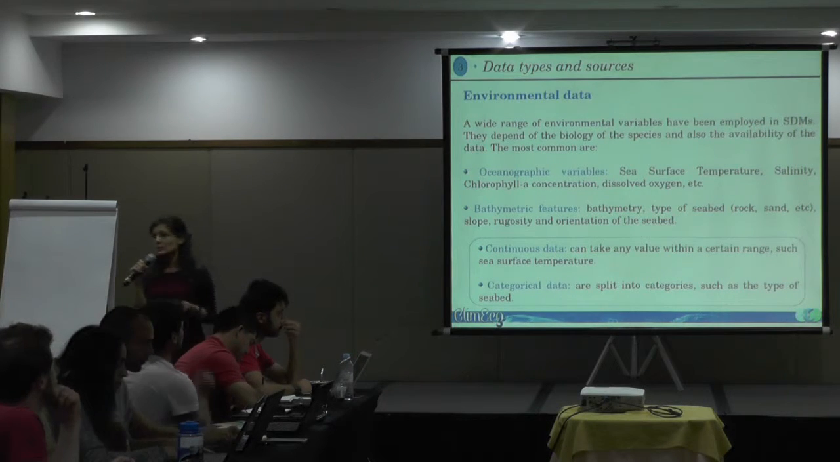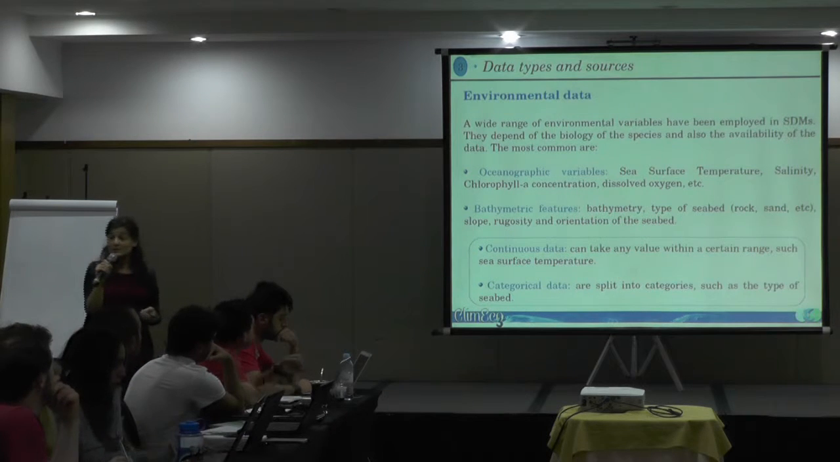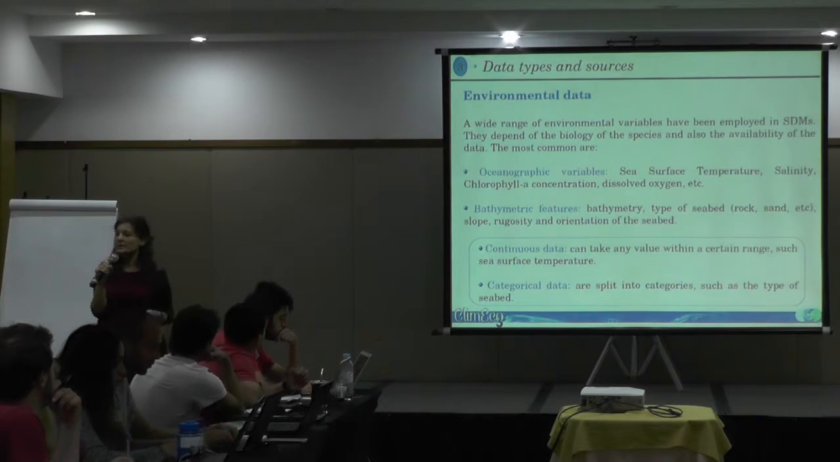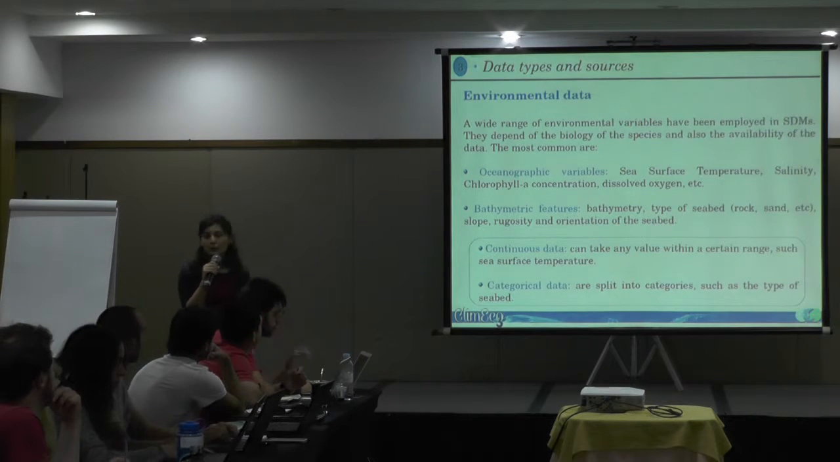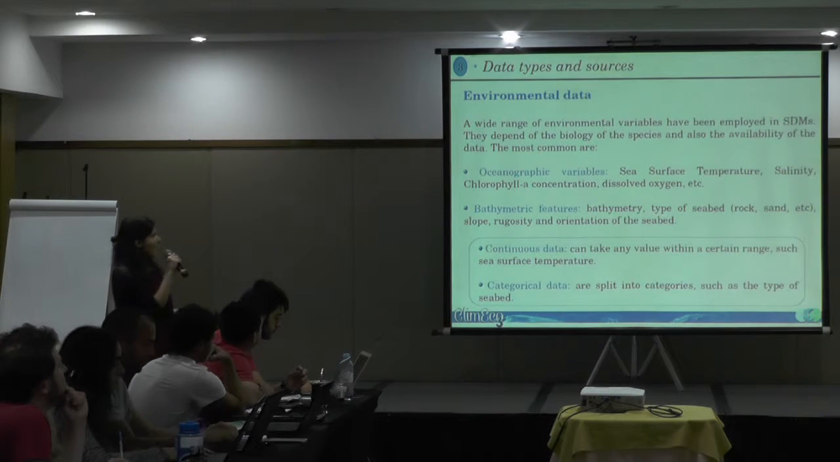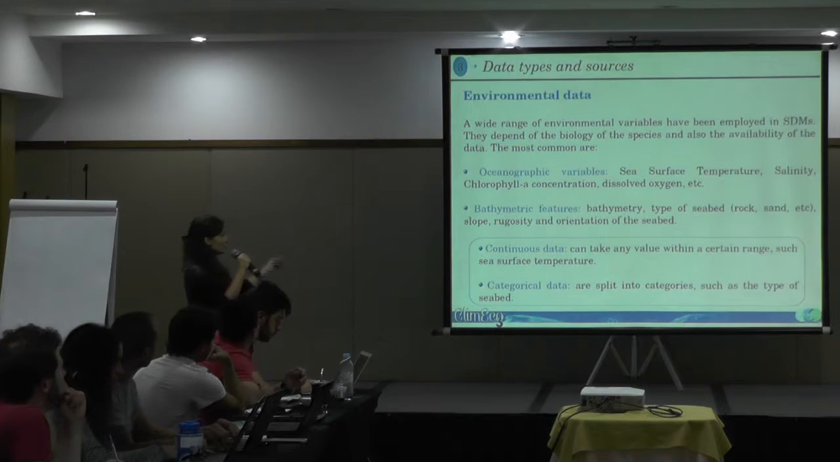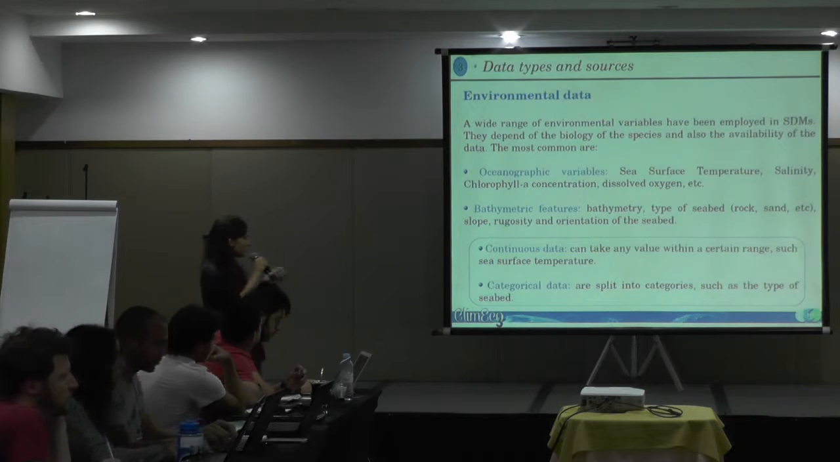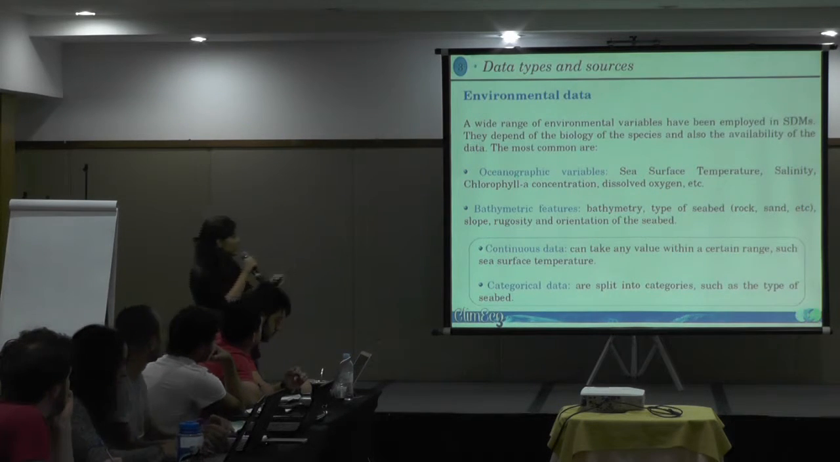So usually you choose environmental data that are connected with the biology of the species. A pelagic species probably is more influenced by the sea surface temperature with respect to the type of seabed. So you have to do this selection. And you can have oceanographic variables like sea surface temperature, salinity, oxygen, chlorophyll concentration, or bathymetric features, like for example bathymetry, type of seabed, slope, porosity, and so on.